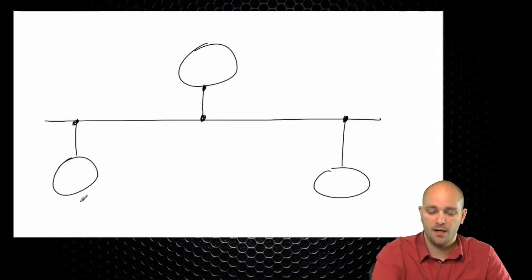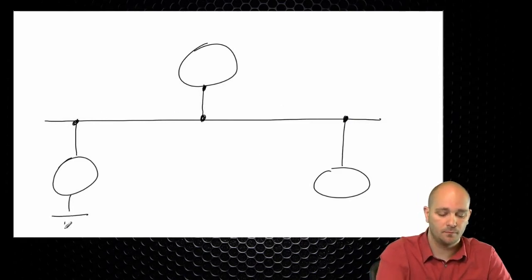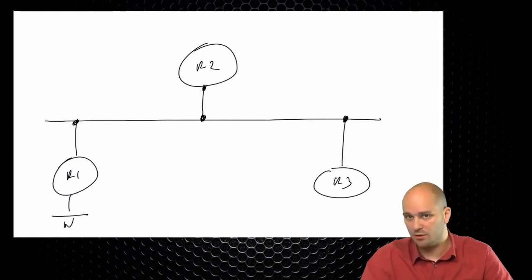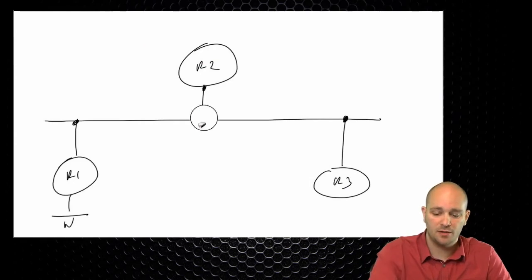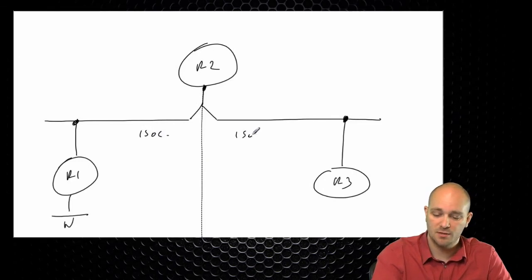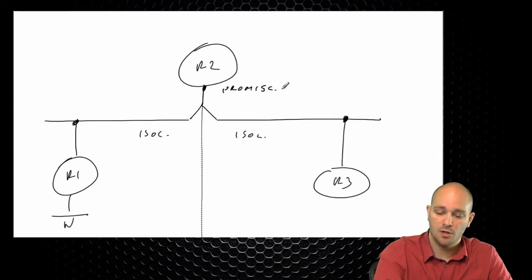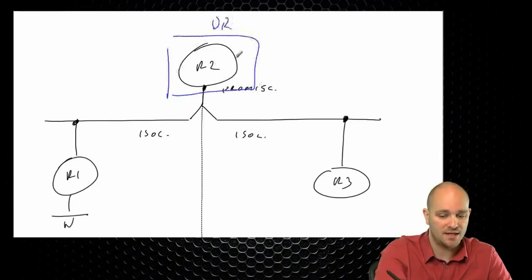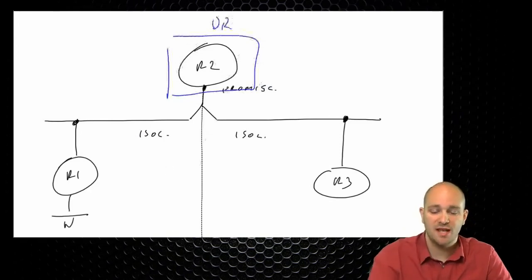So, in an Ethernet setup like this, with R1, R2, and R3, this is not a big deal. But what if we actually had a private VLAN here? So what if this was isolated? This was isolated, and this was a promiscuous port. So we have taken care of the fact that R2 is the DR. That's good. But what happens with the actual traffic?